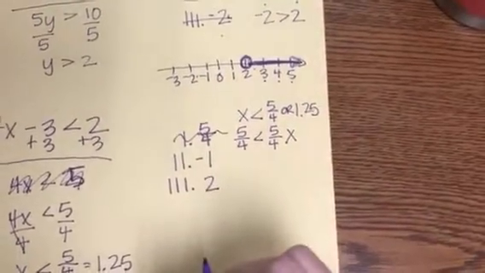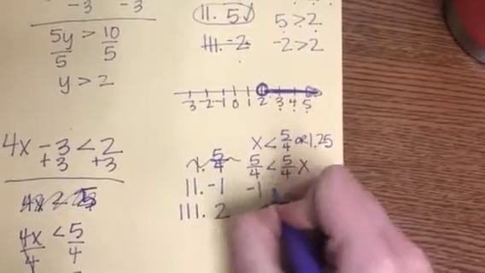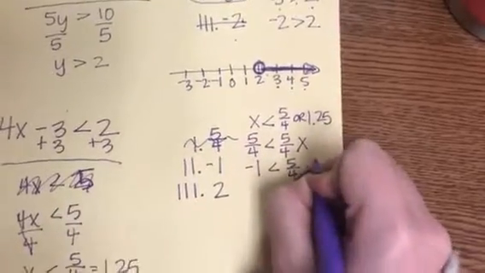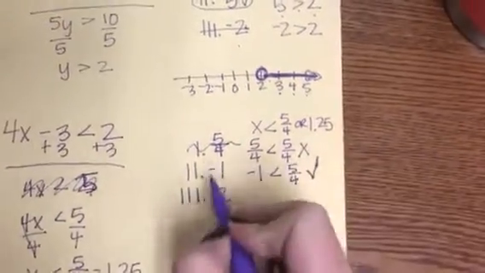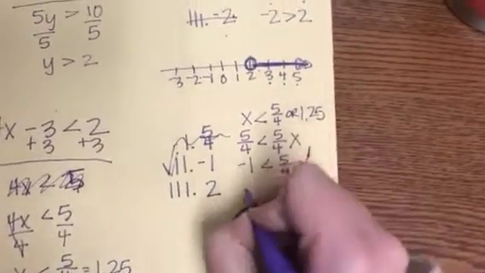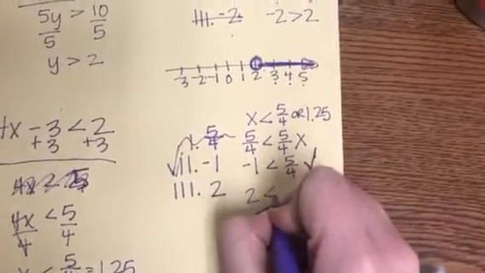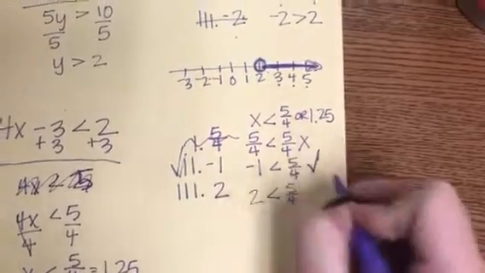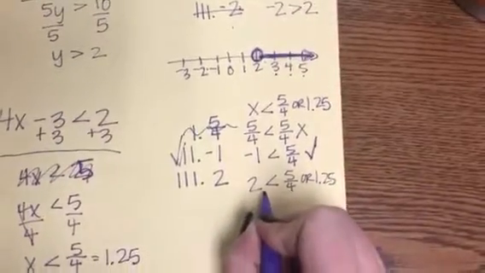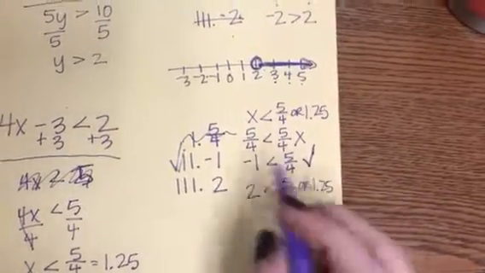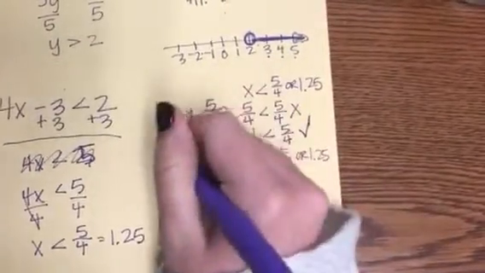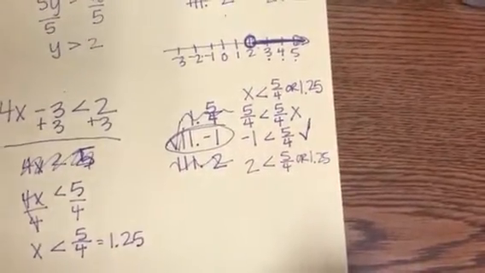So then we look at negative 1. Is negative 1 less than 5 over 4? Yes, it is. So we know that this can be a possible solution. And then finally we have 2. Is 2 less than 5 over 4 or our 1.25? No, 2 is greater than, but it is not less than. So this cannot be a solution. So our possible solution, the only one we have, is negative 1.